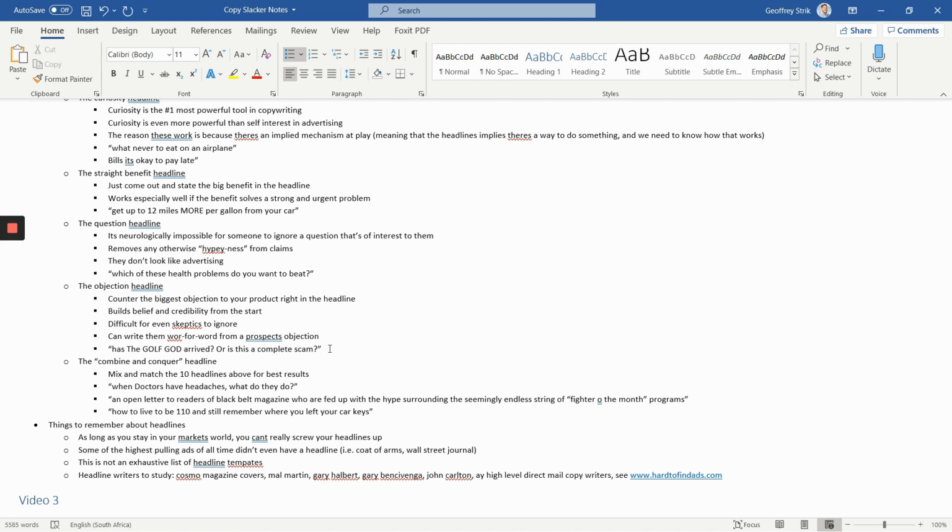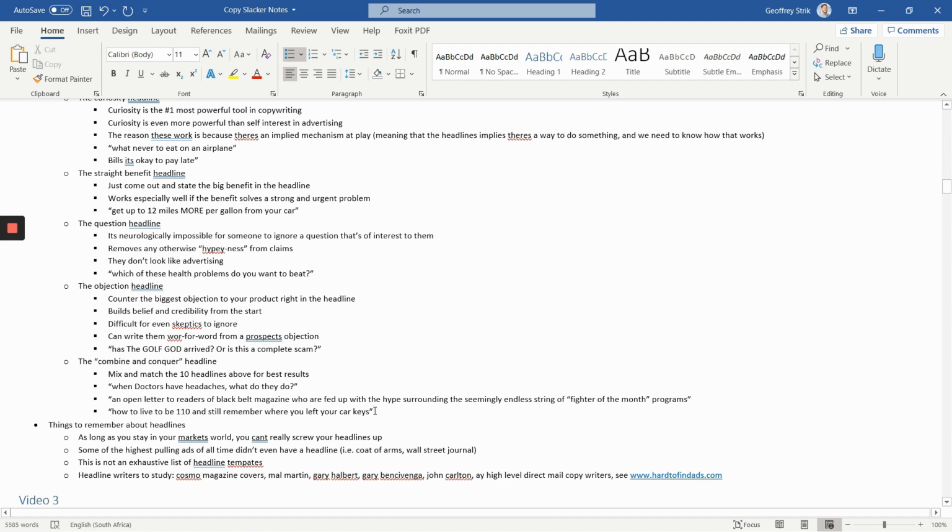The combine and conquer headline. Mix and match the headlines above for the best results. For example, when doctors have headaches, what do they do? So that's curiosity. It's also got authority in there. And intrigue. An open letter to readers of Black Belt magazine who are fed up with the hype surrounding the seemingly endless string of Fighter of the Month programs. How to live to be 110 and still remember where you left your car keys.